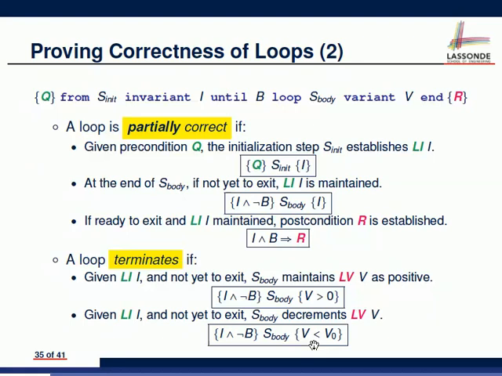Yes? Oh, I see what you mean. So the question was, what should be the order of proving these? I would say it's up to you. It's completely separate. You can either try to prove termination and then partial correctness or the other way. Doesn't matter. But eventually you must prove both. Okay?